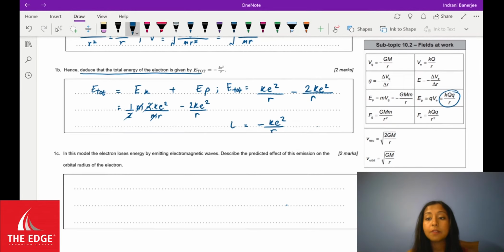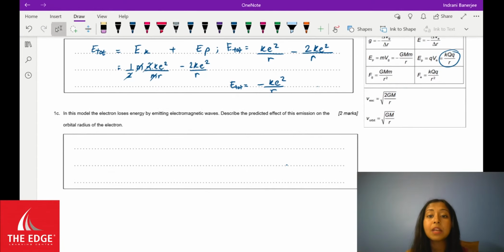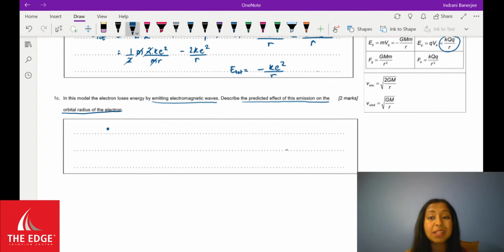The final part of this question has asked us to predict what will happen to the orbital radius as the electron loses energy by emitting electromagnetic waves. So again, I'm going to refer to the previous part of the question here. As the electron emits electromagnetic waves, the total energy of the electron will decrease. It's always a good idea to refer to the previous part of the question, and because it's a 2-marker, we need a second part. So as a result of the total energy decreasing, the orbital radius must also decrease.